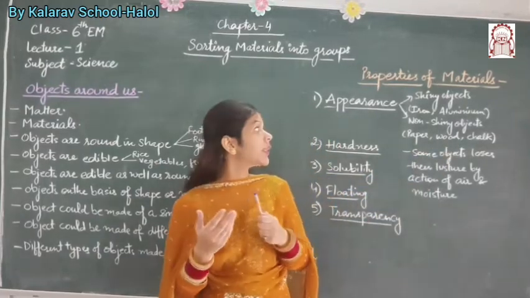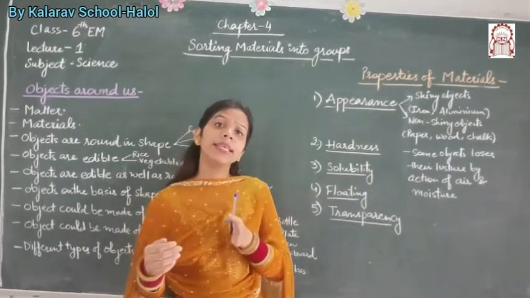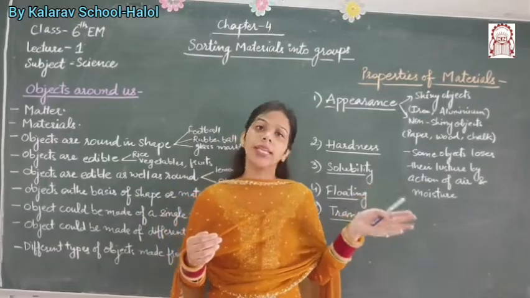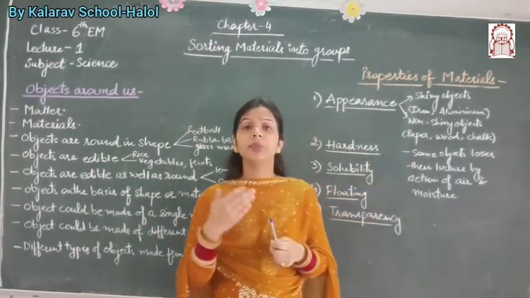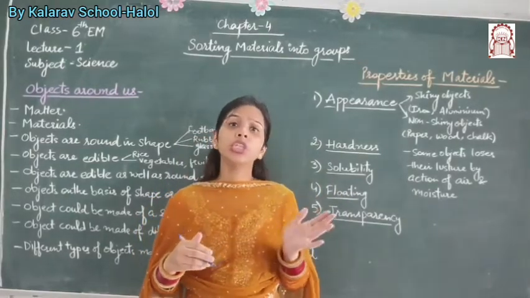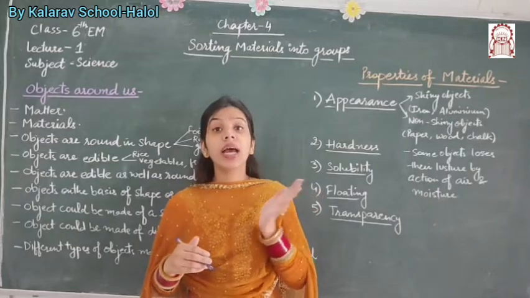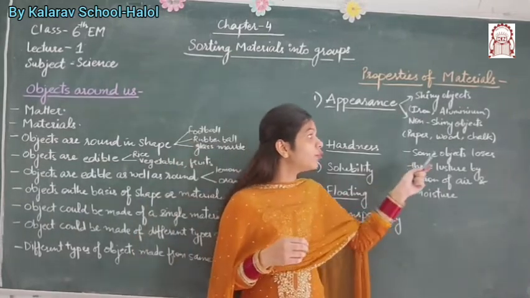The shiny objects are iron, aluminium, copper. So we can say all the metals are shiny in nature. On the other hand, non-shiny objects are paper, wood, chalk. The objects which do not show any luster, which are dull in nature, are called non-shiny objects. That is paper, wood, chalk.